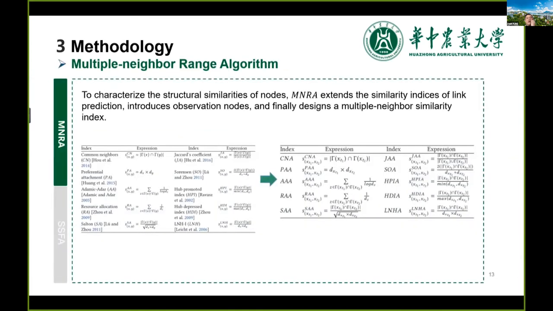Let's talk about the multiple label range algorithm. The algorithm considers the same load at different times as two different loads, and then extends each index of the similarity indices of link prediction, as shown in the left table below. The mathematical expressions of the extended similarity indices based on the left table are shown in the right table.